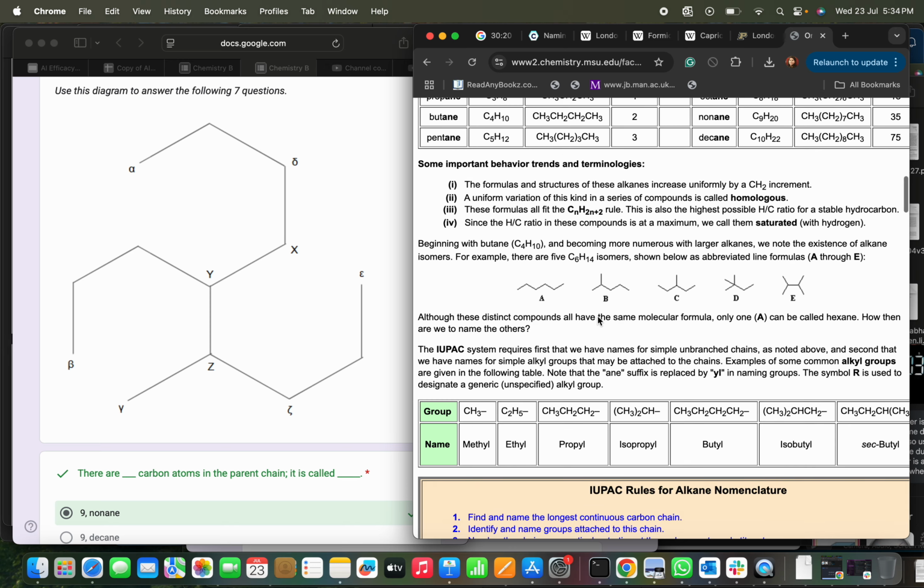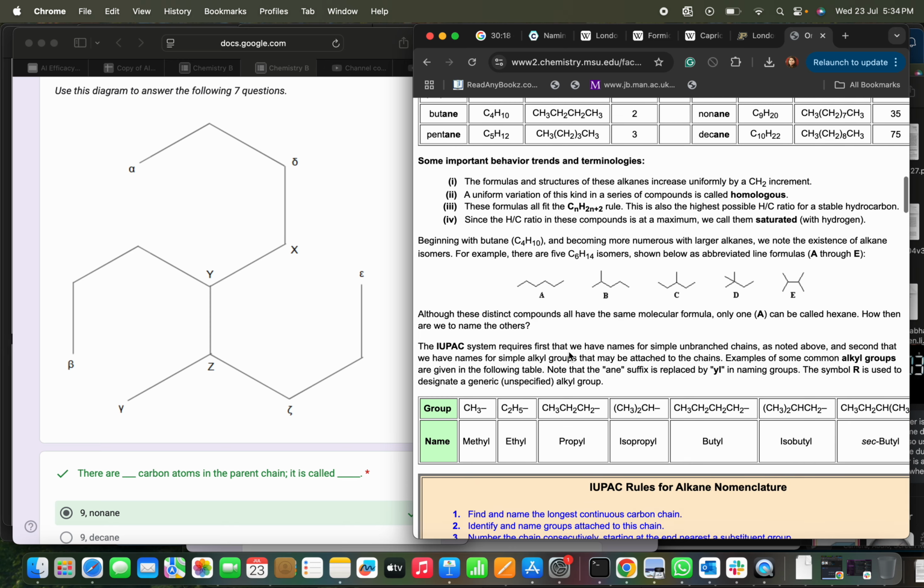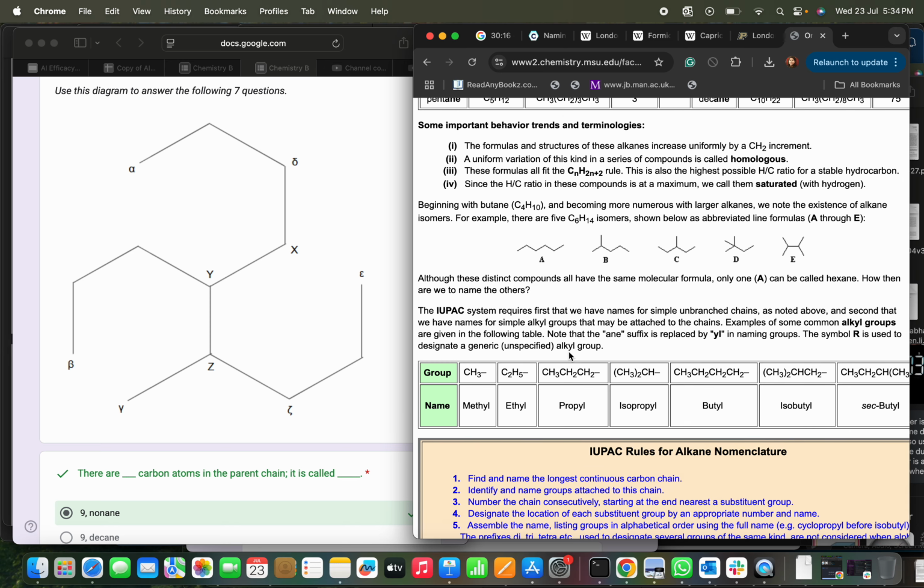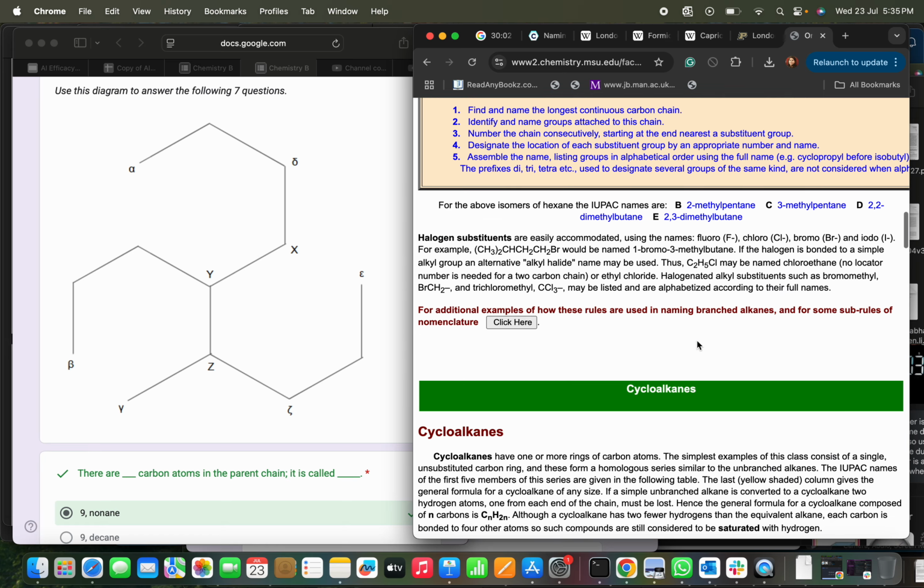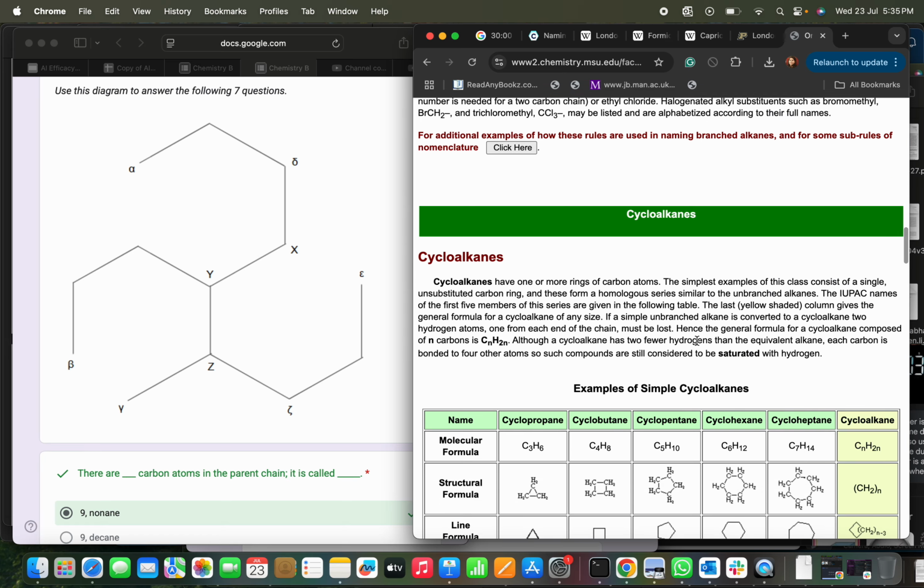So there are three parts to the IUPAC names. First, we have the name for the simple unbranched chain, then second, we have the name for the alkyl group. Alright, that I know. So this is methyl, ethyl, isopropyl, butyl, halogen. Cycloalkanes have one or more rings.